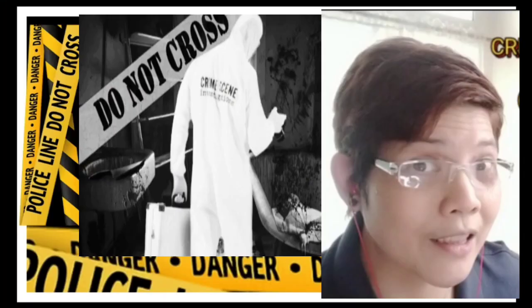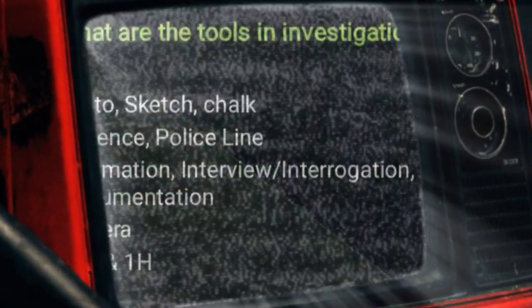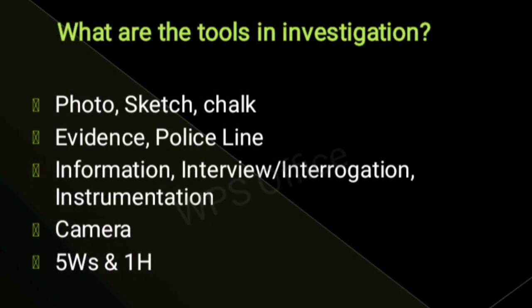Okay, let's start now. First, in criminal investigation, question number one, what are the tools in investigation? Letter A, photo, sketch, chalk. Letter B, evidence, police line. Letter C, information, interview, interrogation, instrumentation. Letter D, camera. Letter E, 5 W's and 1 H. The answer is letter C, information, interview, interrogation, and instrumentation.